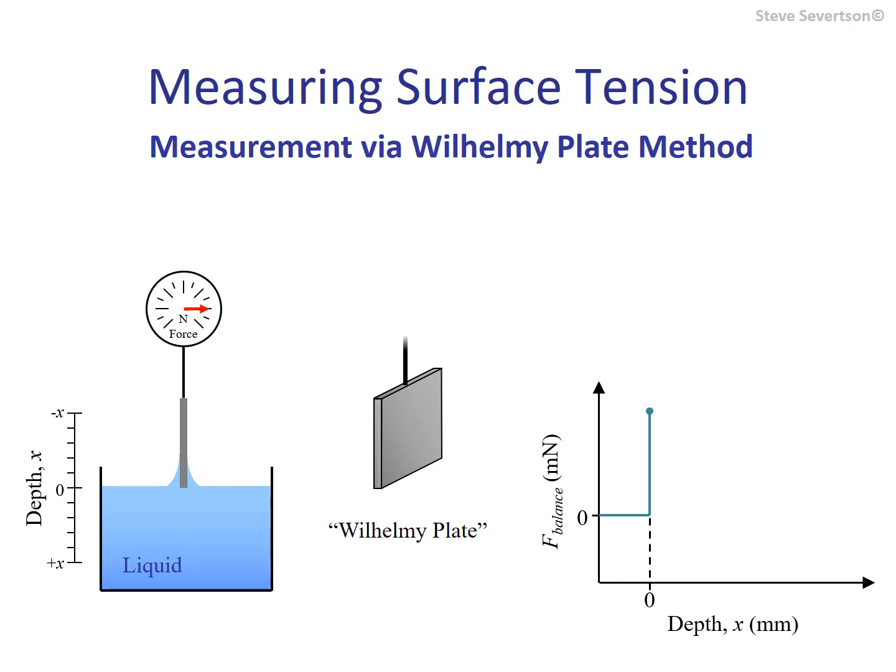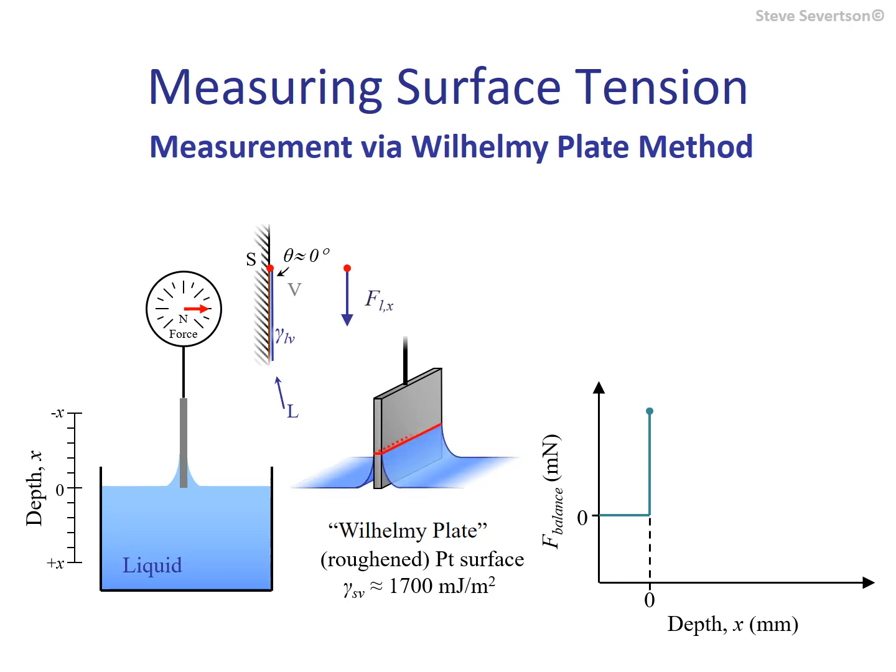The force reads 0 until the plate gets close enough to the surface that the liquid can climb up on it. As mentioned previously, a liquid surface will apply a parallel tension to anything it attaches to through a wetting line. Typically, we make measurements using a Wilhelmy plate composed of roughened platinum, which has a large surface free energy around 1700 millijoules per meter squared. This allows for complete wetting by organic liquids. As a result, the tension force is pulling straight down on the plate along its perimeter.